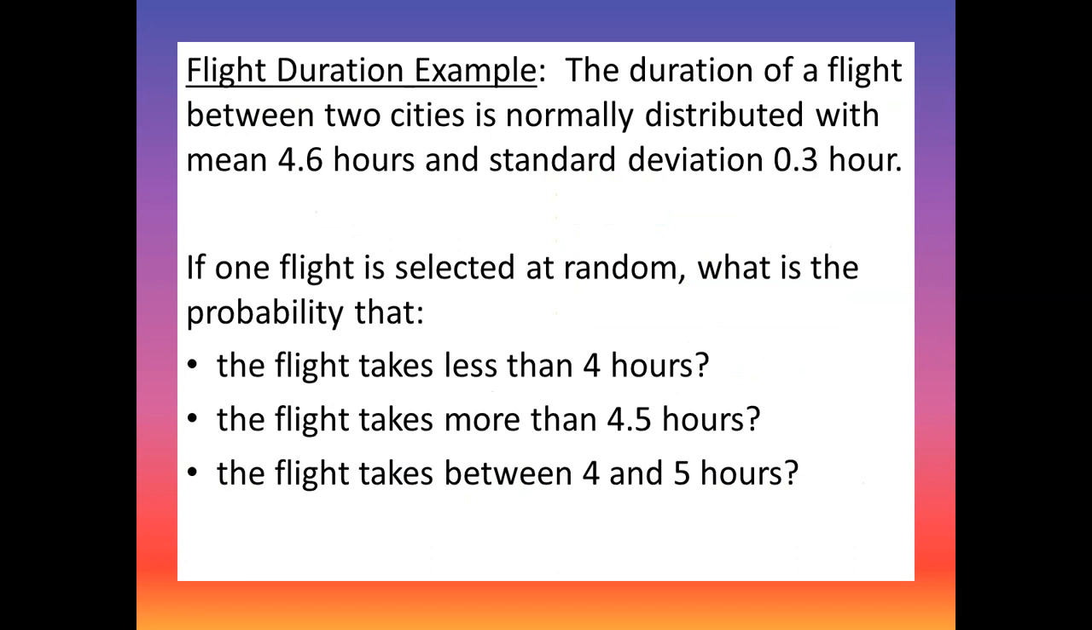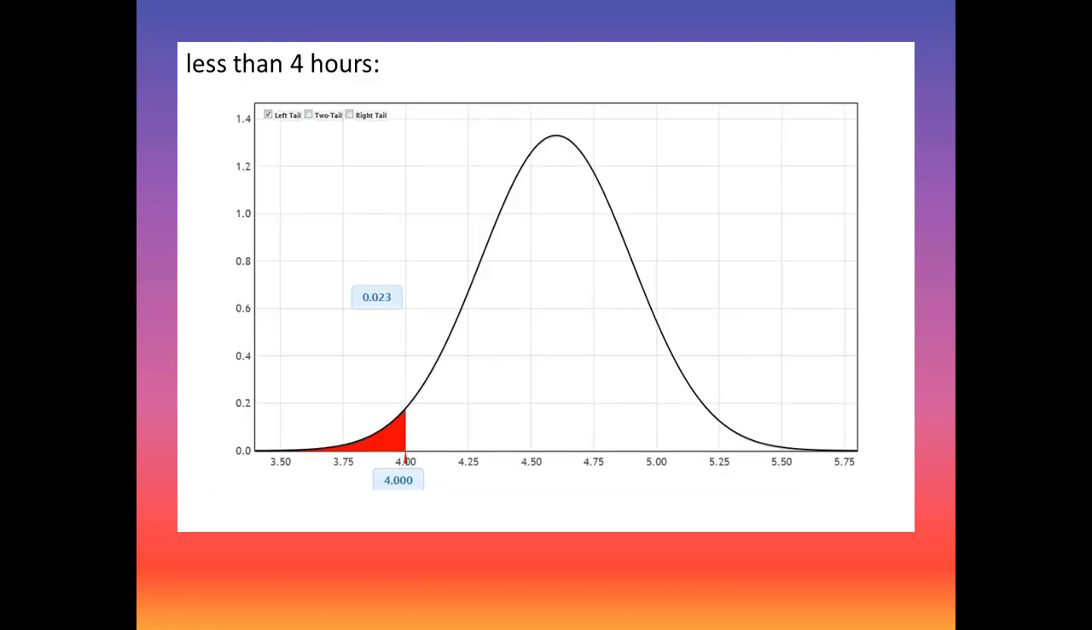This example is going to exhaust the three possibilities as far as what type of inequality you might have to deal with. The duration of a flight between two cities is normally distributed with a mean of 4.6 hours, standard deviation of 0.3 of an hour. And then there are three probabilities that we want to figure out. The first one, the probability that the flight takes less than 4 hours, that's what you get in StatKey. You can't see it here, but you have to specify the mean and standard deviation for that normal distribution.